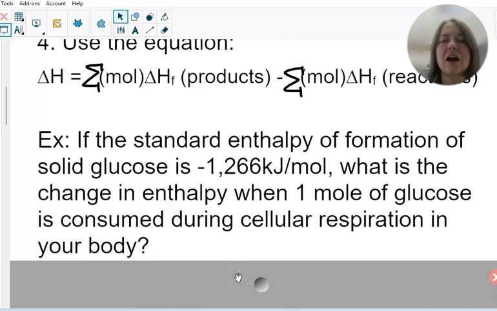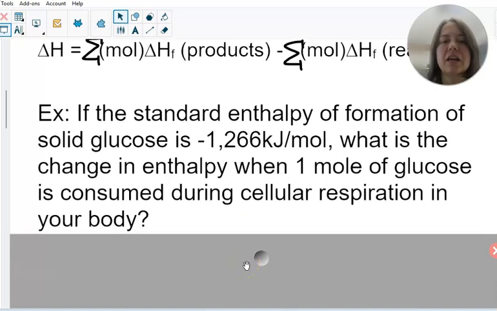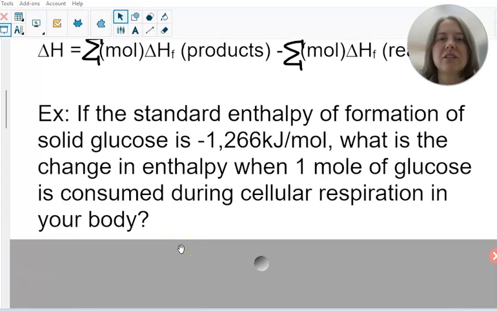Now let's look at our example. If the standard enthalpy of formation of solid glucose is negative 1,266 kilojoules per mole, what is the change in enthalpy when 1 mole of glucose is consumed during cellular respiration in your body? So please write down the question. Okay, I'd like you to take a moment and think about what are the products and the reactants of this process, the chemical reaction of cellular respiration.